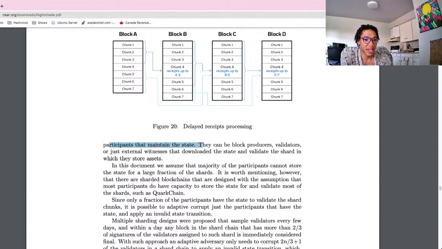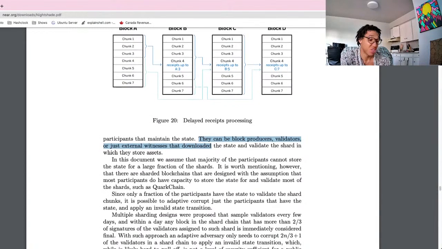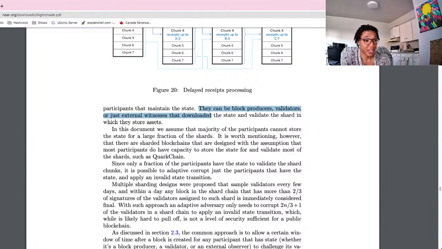Participants that maintain the state. They can be block producers, validators, or just external witnesses that downloaded the state and validate the shard in which they store assets. Makes sense. Like light clients, pretty much.